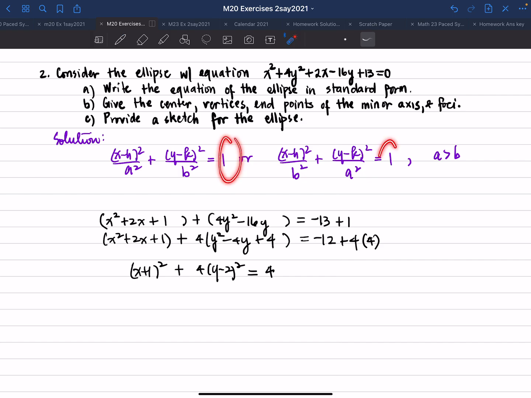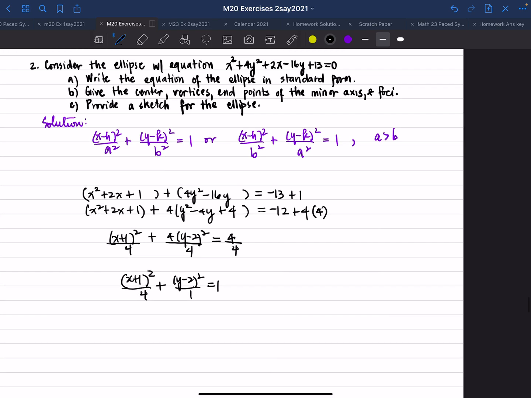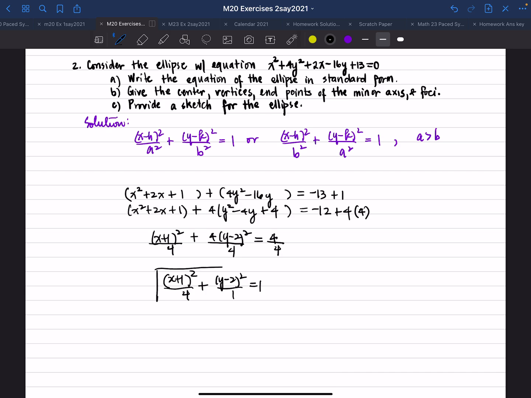Standard form, 1 dapat yung nasa kabila. That's why we divide both sides by 4. So the standard form is x plus 1 square over 4 plus y minus 2 square over 1, which is 1. This is the standard form of that ellipse. So this is the answer for letter A.